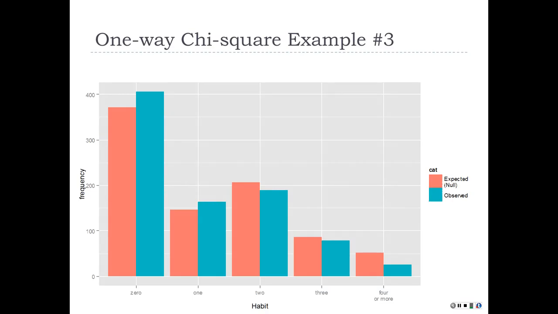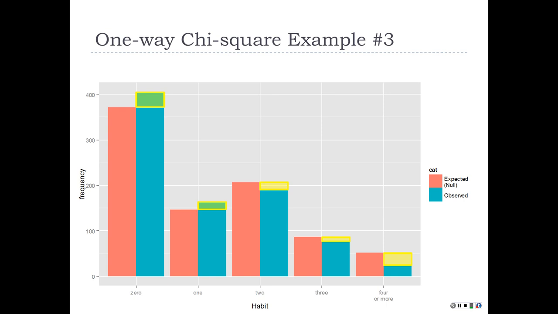And so here's how you could graph those data. You can see that they're pretty close. The null value is here, and the expected value is here. So for 0 packs a day, there are too many people smoking 0 packs a day compared to 10 years ago. And there are more people smoking only 1 pack a day. There are fewer people smoking 2 packs a day, fewer people smoking 3, and a lot fewer smoking 4 or more. So it looks like people just smoke fewer cigarettes in general.